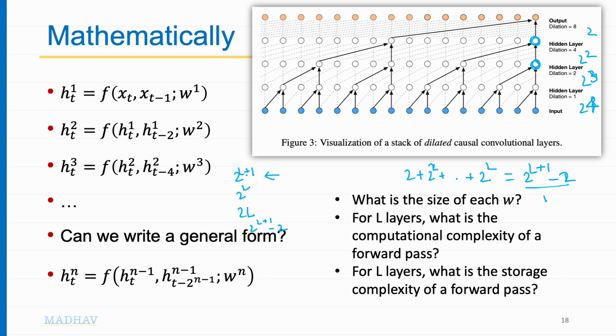All of you agree with this? Can it be parallelized? No. It's a recurrent model. So basically you cannot make it parallel because you need the previous outputs to compute the next output.